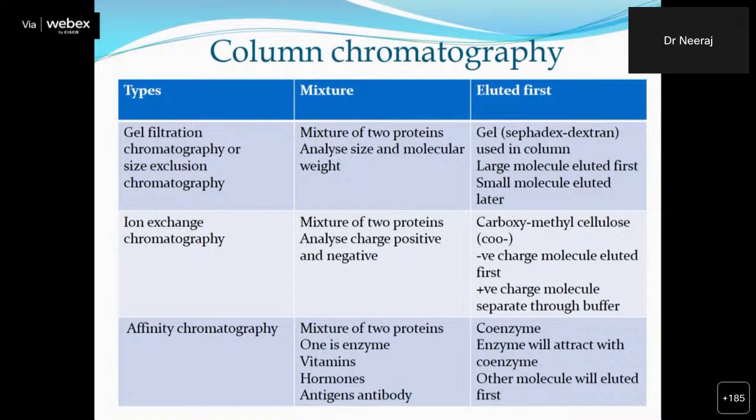When we pour the mixture, what would happen? Positively charged molecules will be attracted to the carboxy methyl cellulose and negatively charged molecules are eluted first, because definitely there would be attraction of the opposite charge. The positively charged molecules remain bound with the carboxy methyl cellulose. Then we just add the buffer and we can separate them out. By this method, we can separate positive or negatively charged molecules. In the diagram, you can see.